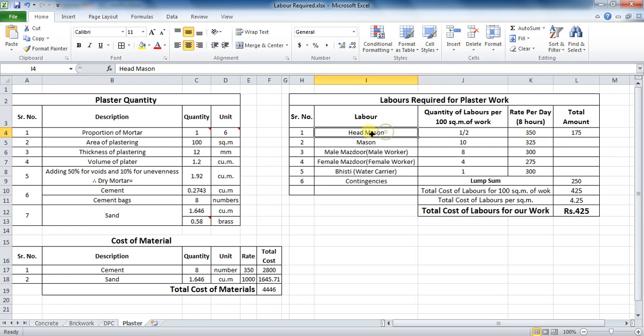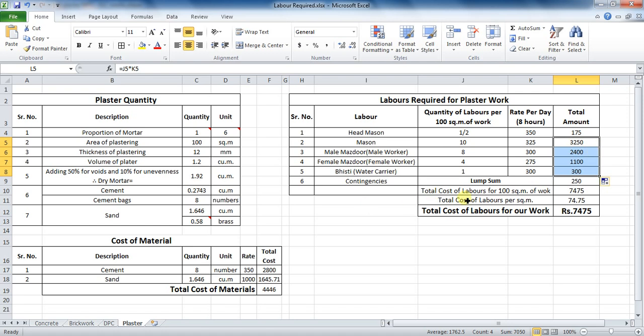For the total amount of head mason, put the Excel formula as is equal to cell J4 into K4, which comes to be 175 rupees. Now, for the calculation of total amount of all other labors, just move your cursor over here, a plus symbol will appear. Drag this plus symbol and all other formulas will be inserted into the other cells. See, it automatically took the other values.